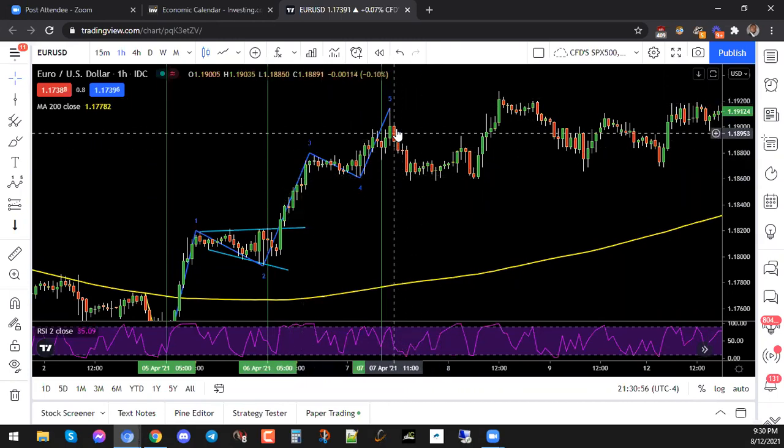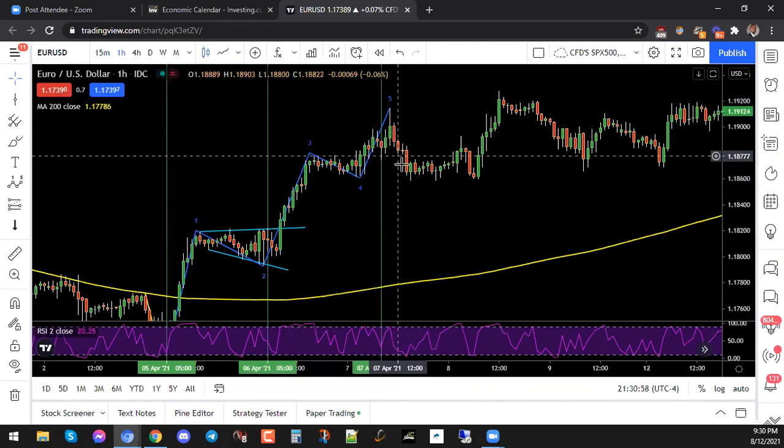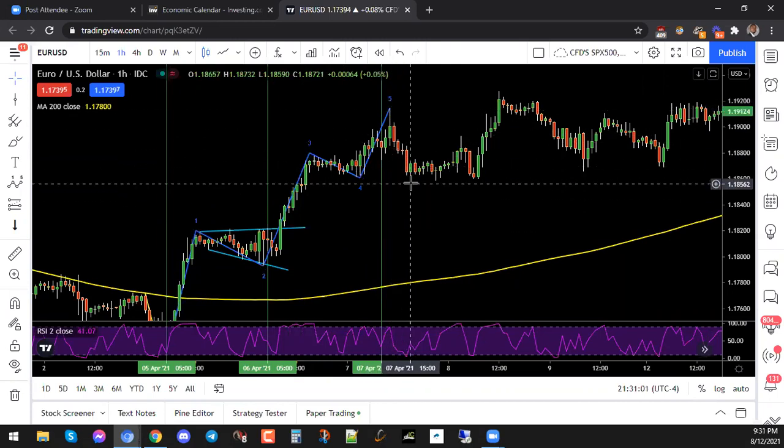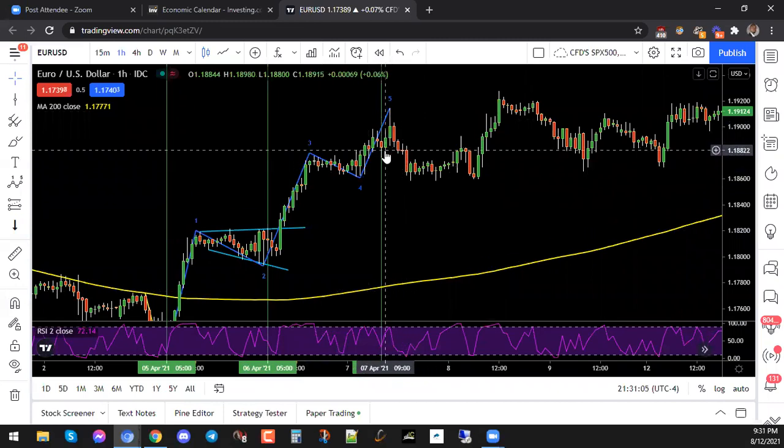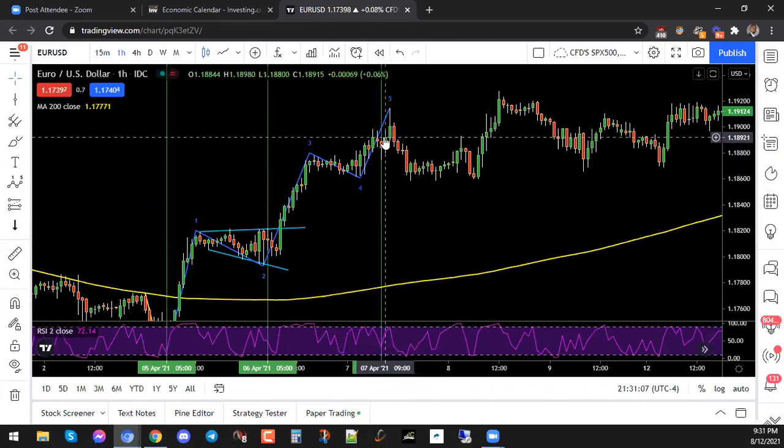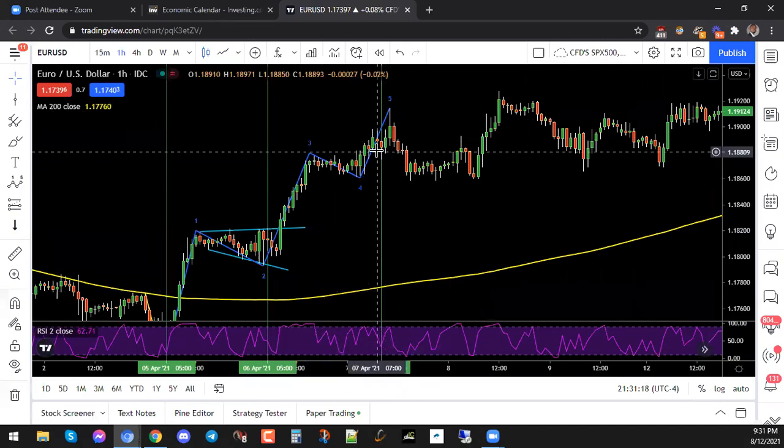So we simply just need to be able to find out where that volatility will be coming in. And we would have been able to position ourselves around the right area. So you're not going to be getting involved in the market too early. You're not going to be getting involved too late. You're going to be getting involved just around the right time.